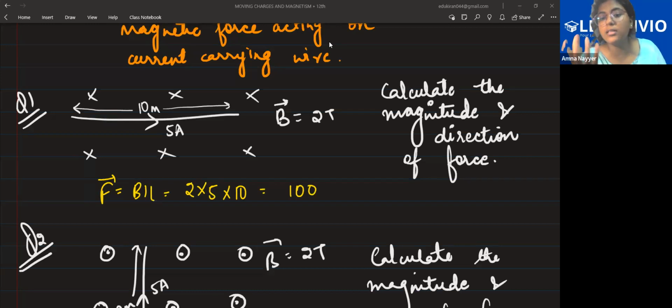What is this cross symbolizing? Inwards. This is the symbol for inwards. So if I put my hand in this direction, the fingers won't be curled. So I have to put my hand like this. First, put the right hand along the direction of current, and curl the fingers along the magnetic field. So only Taha's answer is right: upwards. The force will go up.